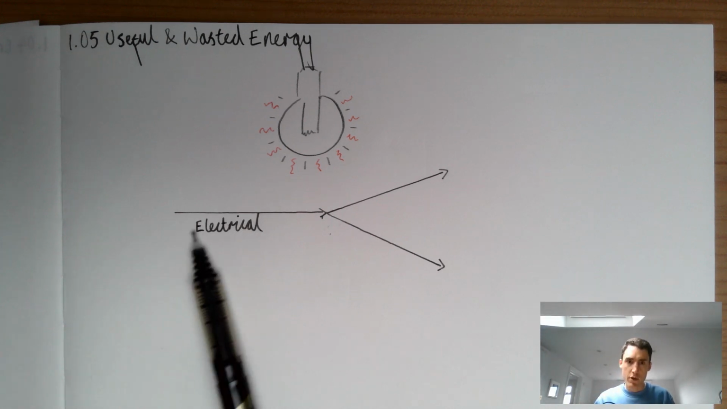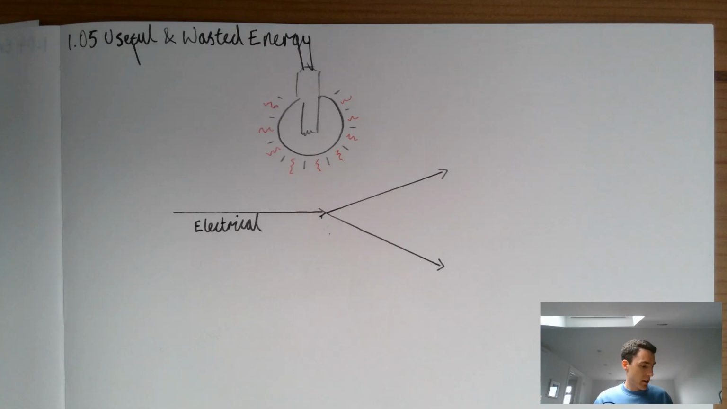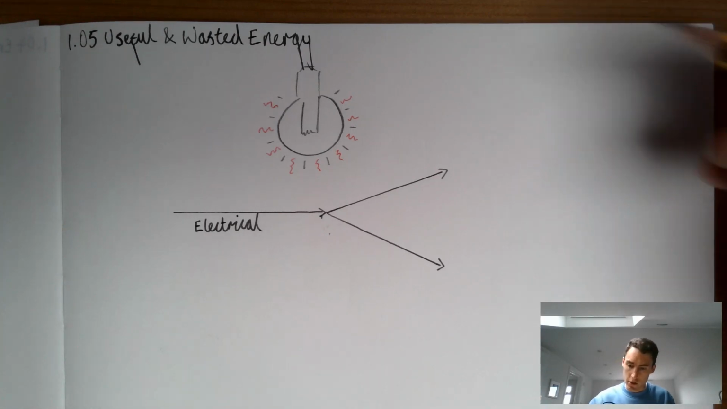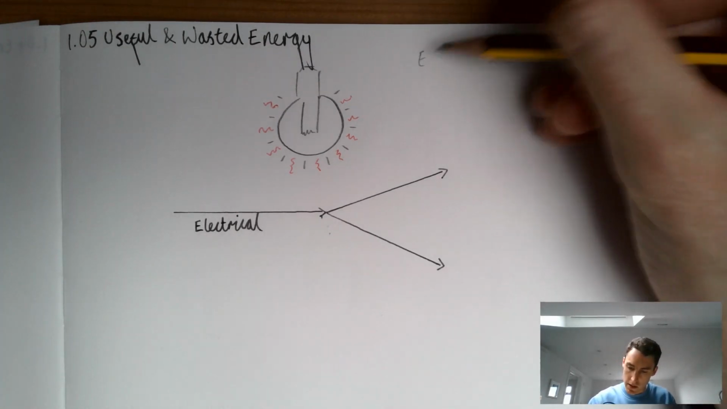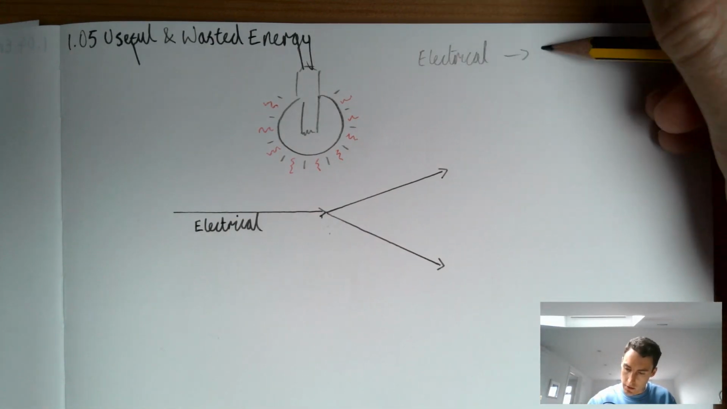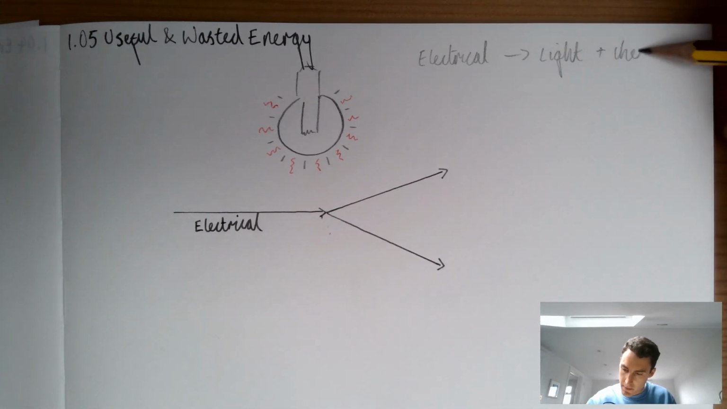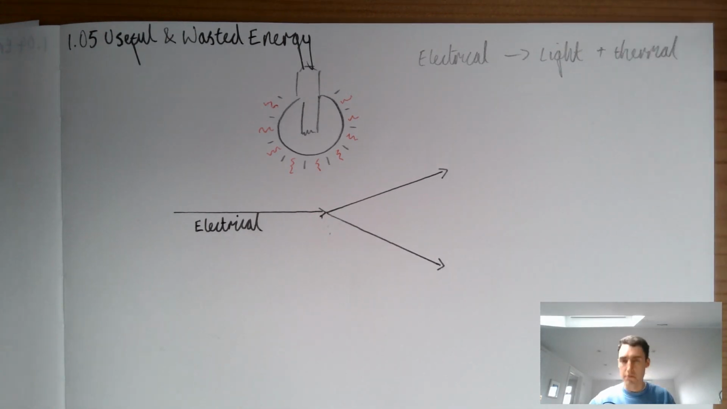It's worth saying here, I've written electrical. If you've been teaching for a while, and this is how I always used to do it, you may have been more familiar with writing something like this. So electrical, arrow, light, plus thermal or something. I mean, this is kind of fine. This will kind of work. So I wouldn't worry too much about it.